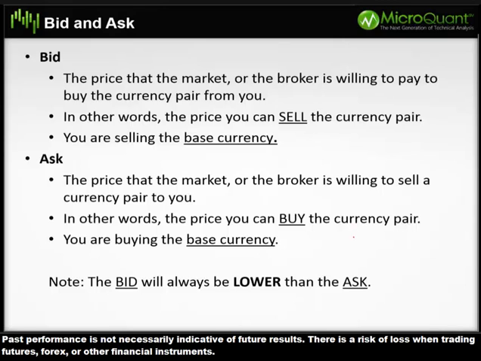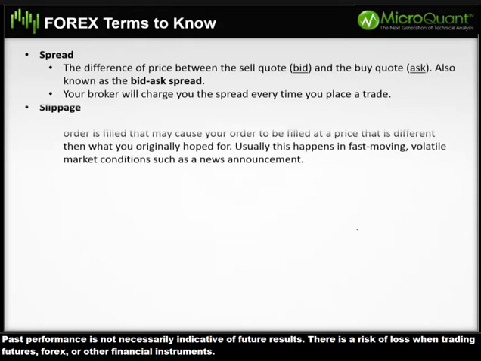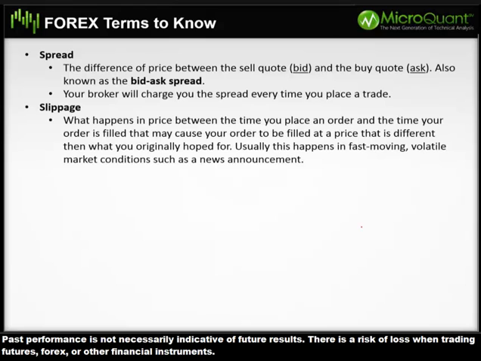And it is worth noting that the bid will always be lower than the ask. The reason they do this is because they want to discourage selling. So they want to give you a cheaper rate for that. But the rates aren't really that bad. I mean, you're only looking at like a 1 or 2 pip spread, so no big deal. A few other terms you need to know. The spread, that's the difference of the price between the sell quote and the buy quote. This is also known as a bid-ask spread, and this is where your broker will charge you for the spread every time you place a trade, and that's really how they make their money.